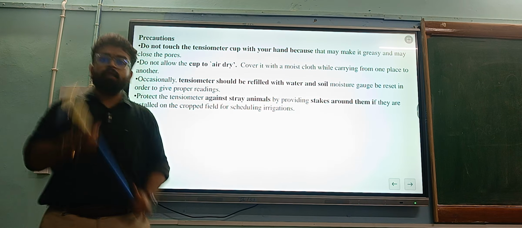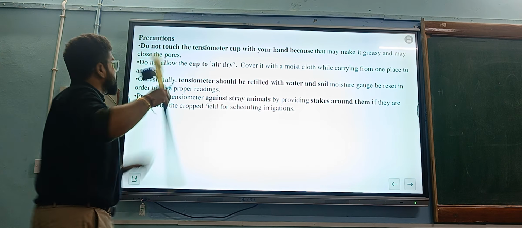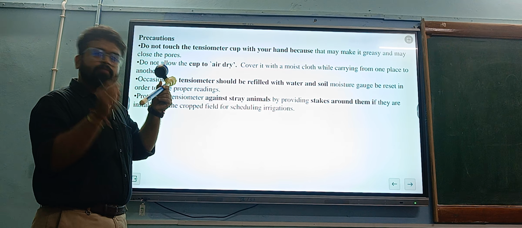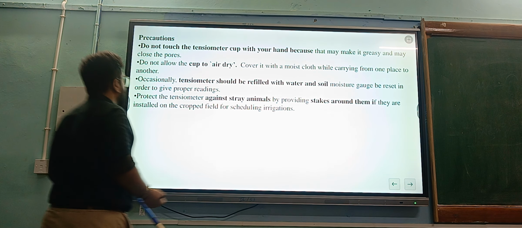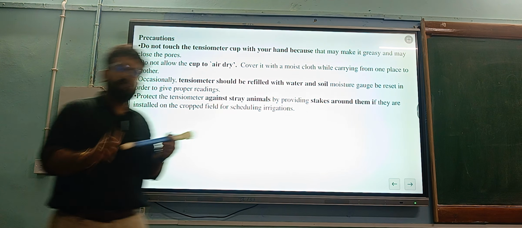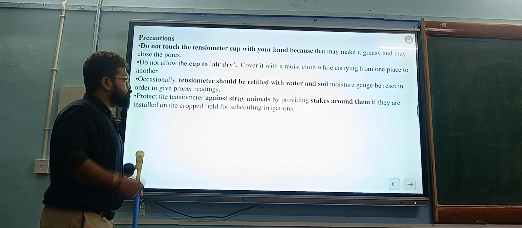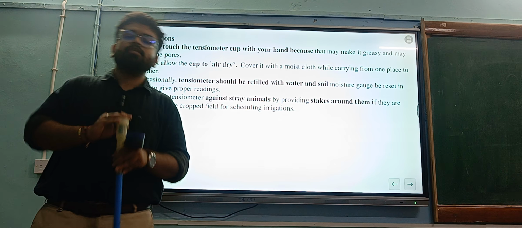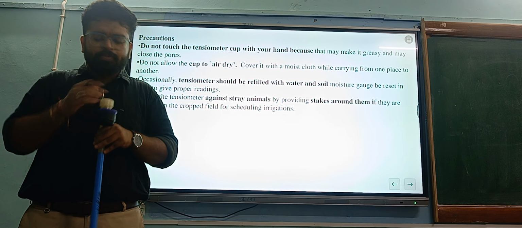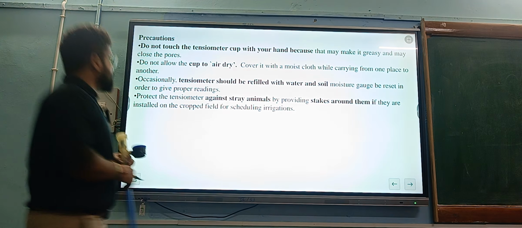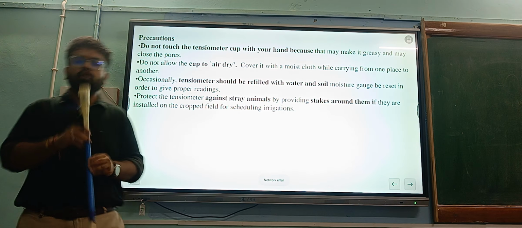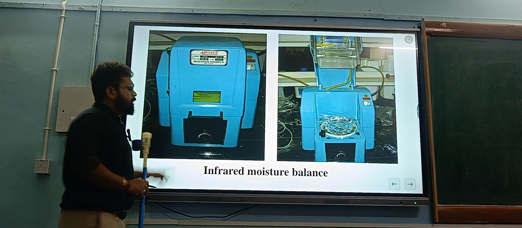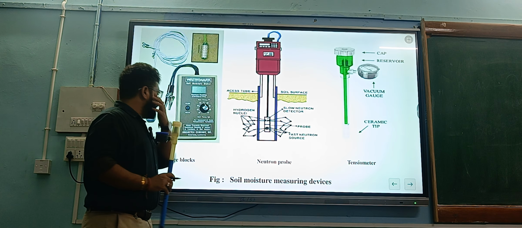Precautions have to be taken while using this instrument. First, do not touch the tensiometer cup because it is very porous. If you touch it, the pores might get blocked and water cannot ooze out. Second, do not allow the cup to air dry. Occasionally, the tensiometer should be refilled with water in order to give a proper reading; otherwise it will not show the exact value of the soil moisture tension. And when you place this in the field, you have to protect it from any animals.